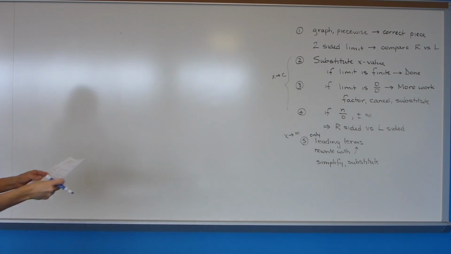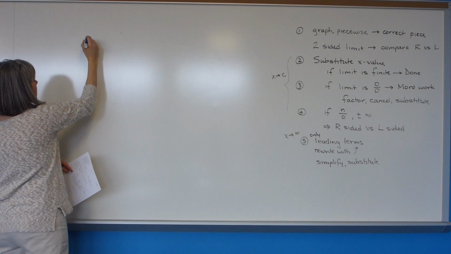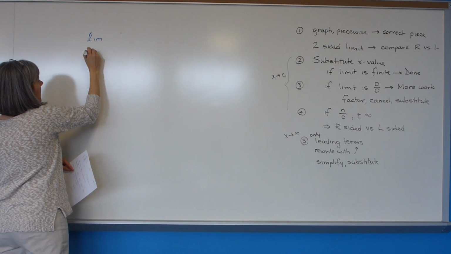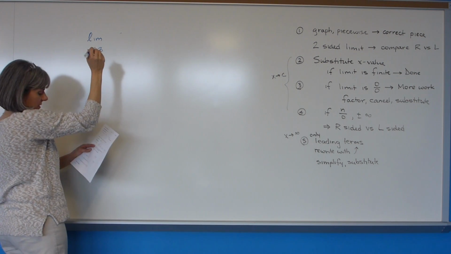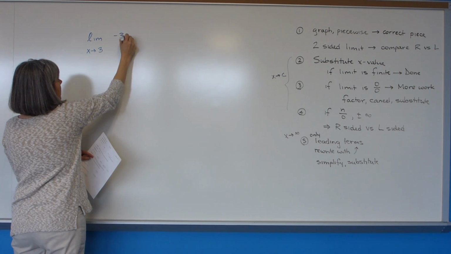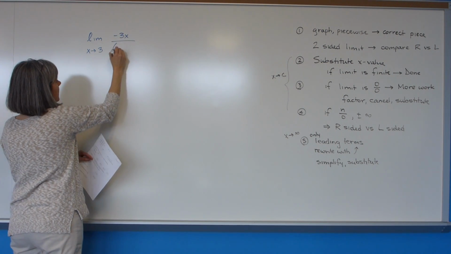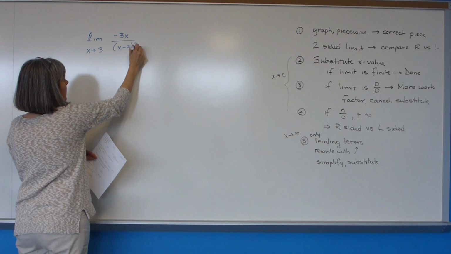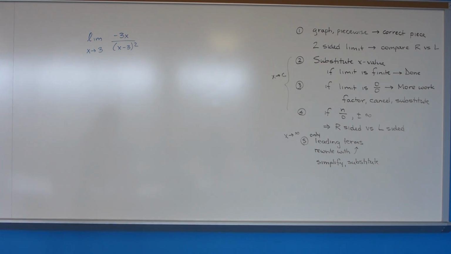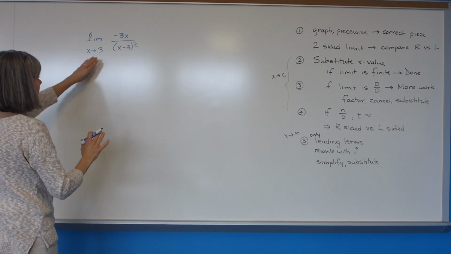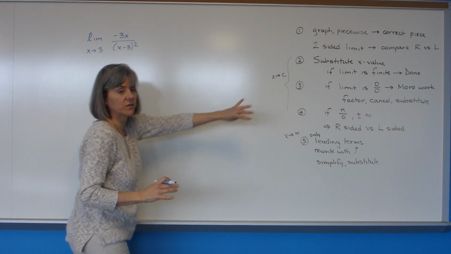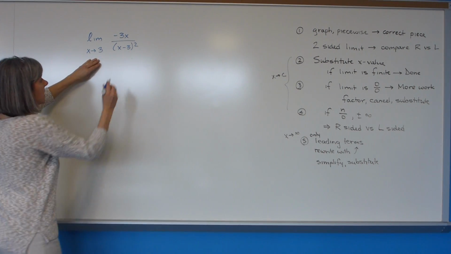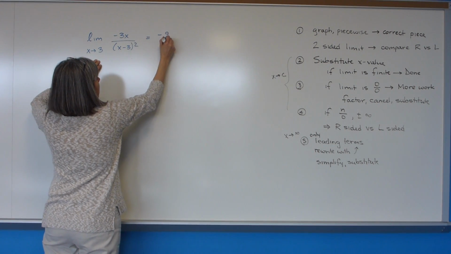All right, one more. Limit as x approaches 3 of negative 3x over (x minus 3) squared. Okay, so again, first we're approaching a finite number, so we're here. The first thing we do is try to plug in 3. So we'll get minus 9 over 0.